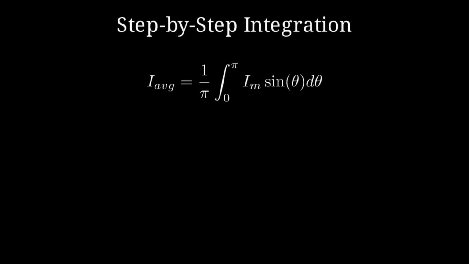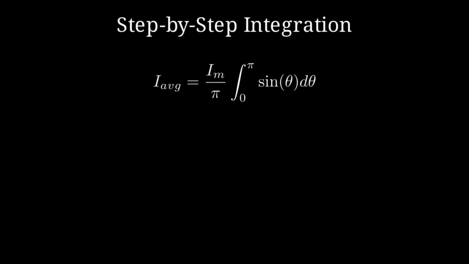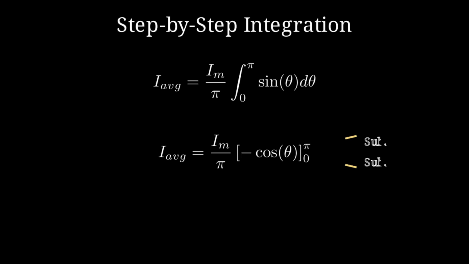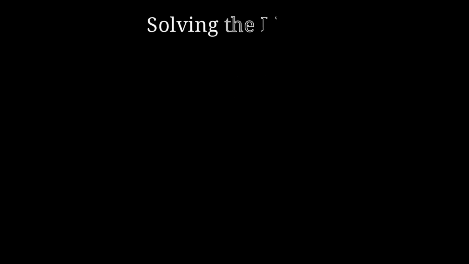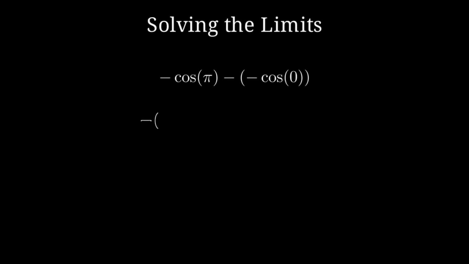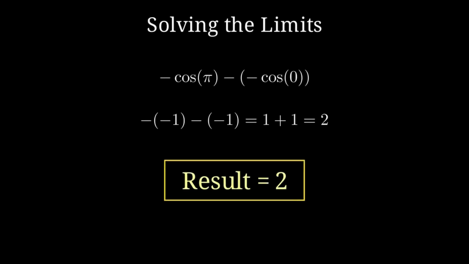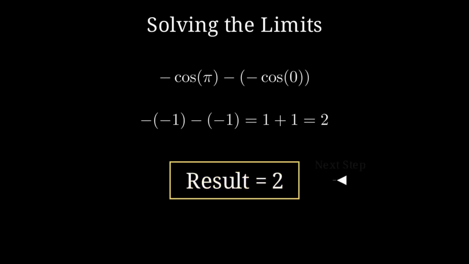By performing the integration, we find that the integral of sine is negative cosine. We then evaluate this from 0 to pi. This step-by-step calculus reveals how the curvature of the wave contributes to its average value. Evaluating the limits gives us a value of 2. When we multiply this by our leading constant, we arrive at the final relationship between the peak value and the average value of the full-wave rectified signal.